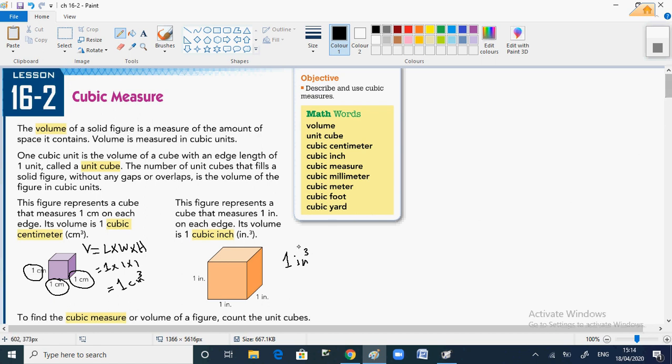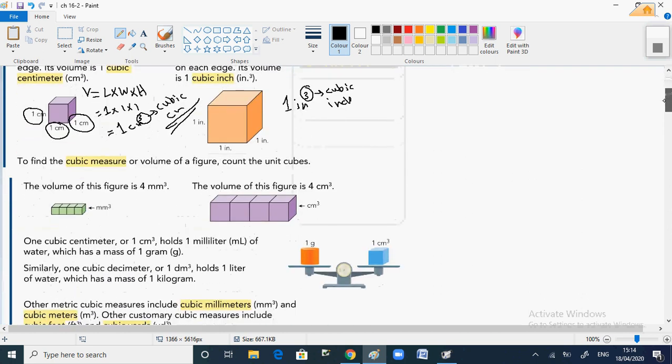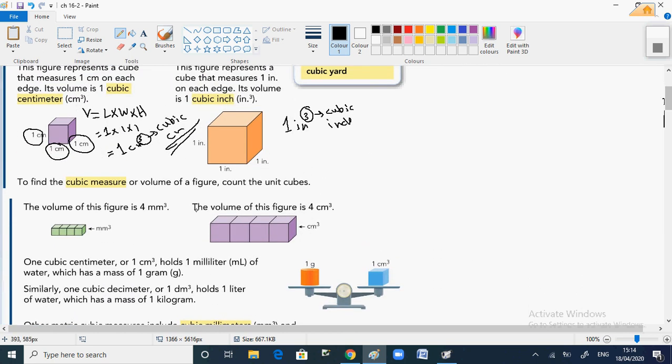To represent a volume, we have to say cubic inch, or cubic centimeter. Is that clear? If I want to show a volume, I have to use cubic units. Cubic what? Cubic unit. Maybe it's centimeter, maybe meter, maybe foot or yard, or something like that. To find the cubic measure or volume of a figure, count the unit cubes. Here we want to count the unit cubes.